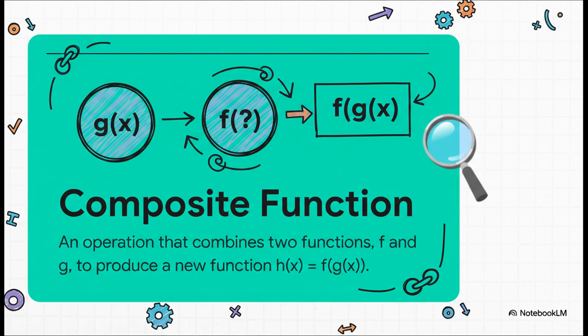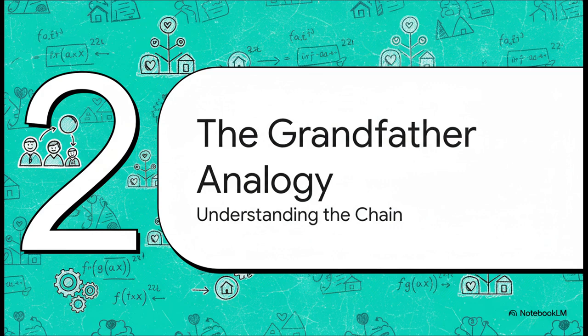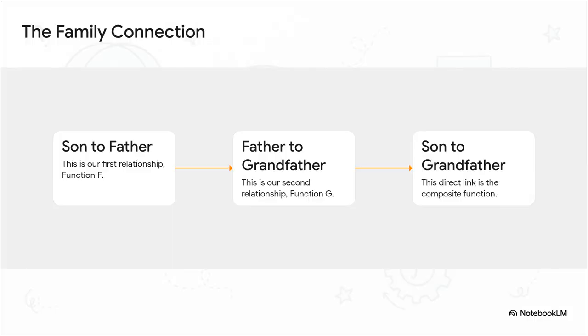It's pretty cool. I know f of g of x can look a little abstract, so let's make this way more concrete with a really simple analogy. Forget numbers for a second, and let's think about family relationships. Okay, so let's say we have a relationship from a son to his father. That's our first function. Then we have another one from the father to the grandfather. That's our second function. So what's the composite function? It's the shortcut. It creates a direct link to finding the son's relationship to his grandfather. See how it connects the beginning of the chain straight to the end?